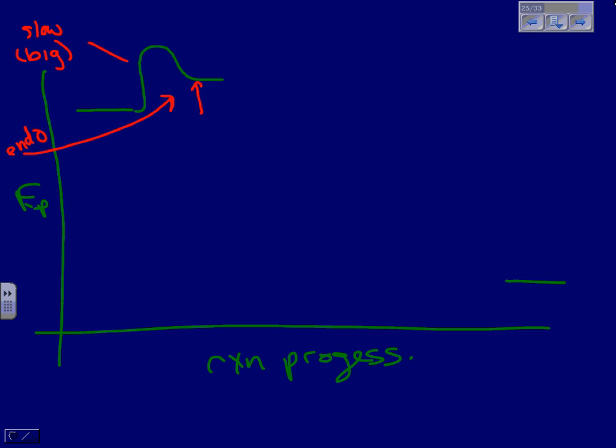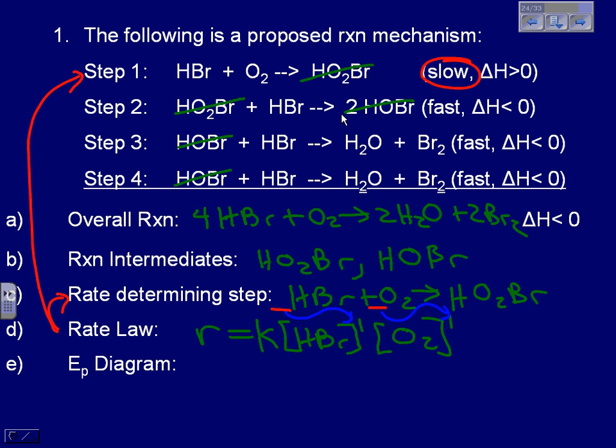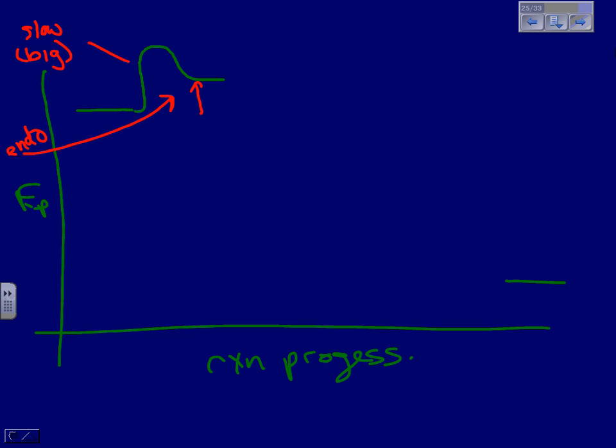Now you don't need to write that in, I'm just stressing it. So now if we go back to the others, let's look at the rest of the steps. You can see here that it's fast and exo, fast and exo, fast and exo. So I need 3 more steps that have small bumps and exothermic reactions getting me to the bottom. So we'll have a small bump exothermic, small bump exothermic, and the last one a small bump exothermic.